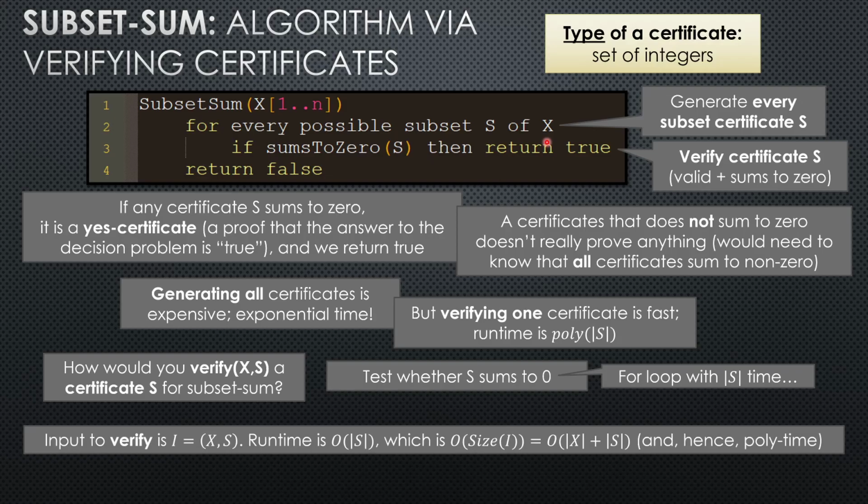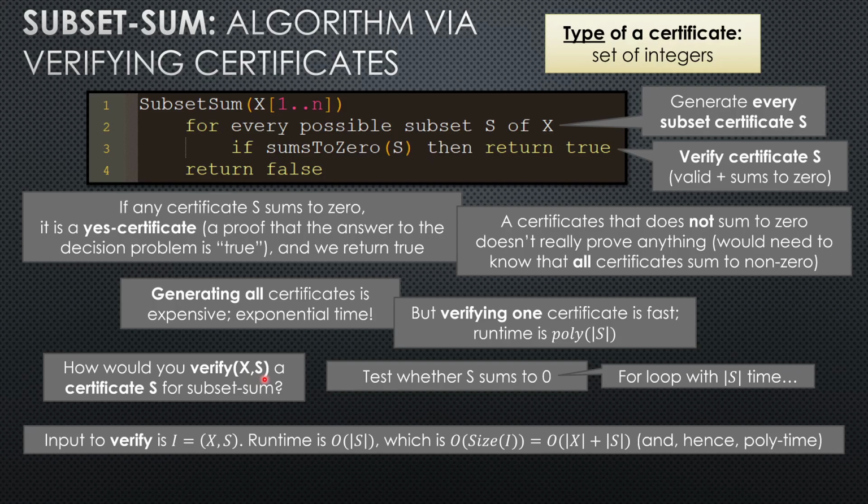The input to the verify function is I, which is X and S. So we take the whole input that we're going to verify against, and then we take the certificate as well, S. The runtime is order S. Here's the argument. Order cardinality of S is definitely order of size of I, because order of size of I is order of cardinality of X plus cardinality of S, because that's the input to verify, X and S. So this is polytime.